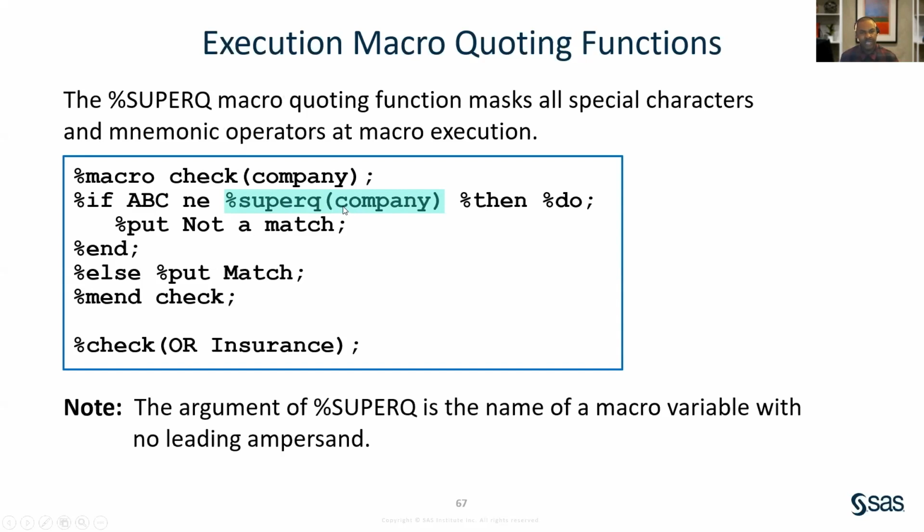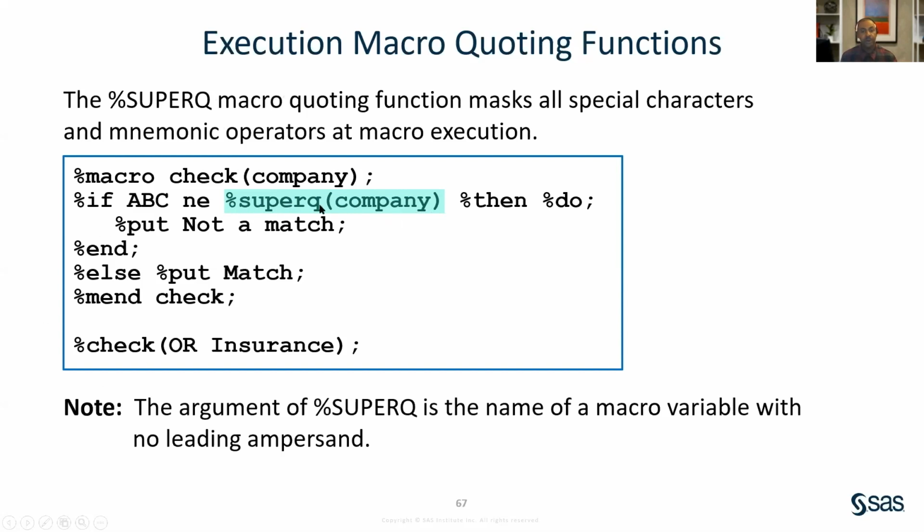So why don't I use ampersand instead of super Q? Because when I'm looking at this, I cannot see what the value of company is. Now, when I call it, I know I'm typing this in, but the deal is this still resolves to whatever that value is. And when it resolves, it will cause an issue. It would be as if you're saying percent if ABC not equal to, or it's like you put the OR operator, insurance.